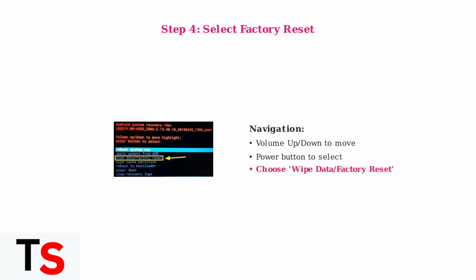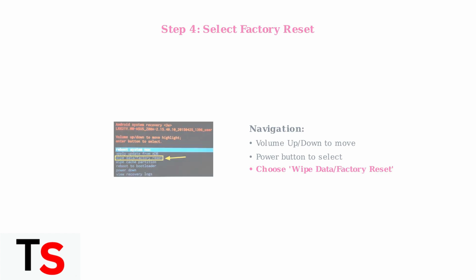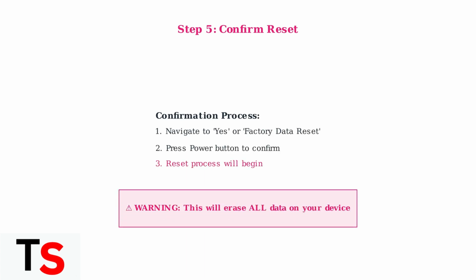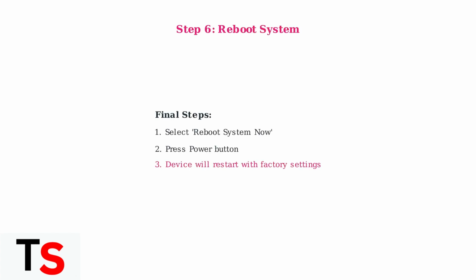Highlight wipe data / factory reset and press the power button to select it. Confirm the factory reset by navigating to yes or factory data reset using the volume buttons, then press the power button to confirm. This will begin the reset process. Once the reset is complete, select reboot system now from the menu and press the power button. Your device will restart with factory settings.